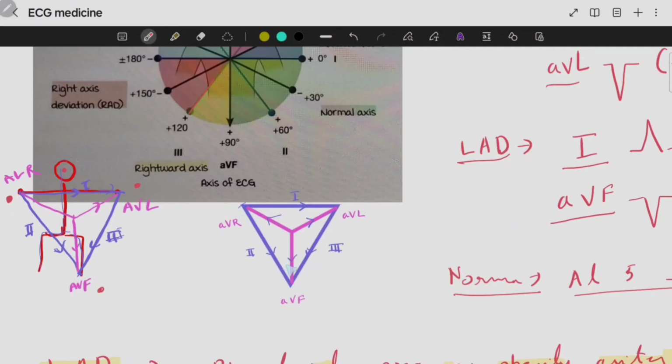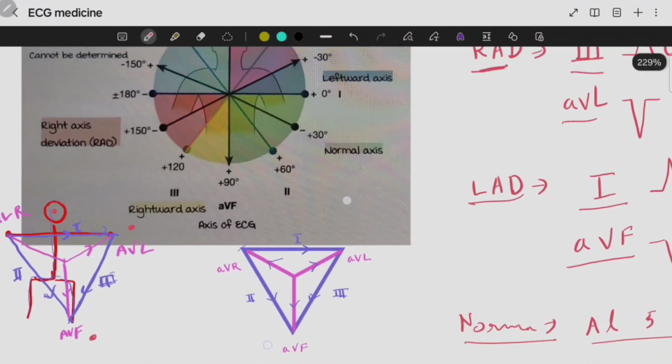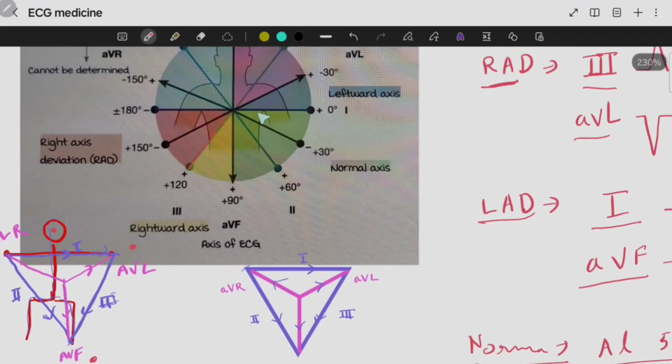This is the direction of lead 2 and this is aVL, aVR and aVF. Okay. And this is put as 0 degree. Okay. Then lead 3, this vector is put in here. This is plus 120 degree. This is lead 2, this is plus 60 degree. Okay. And aVL, aVF and aVR: aVF is plus 90 degree, aVL is minus 30 degree and aVR is minus 150 degree.